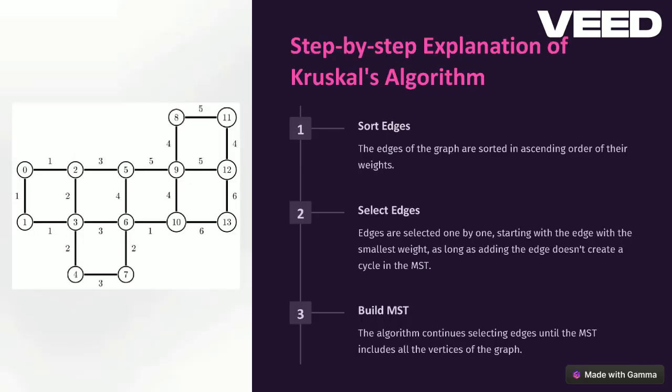Steps for Kruskal's algorithm: sorting edges. The edges of the graph are sorted in ascending order of their weight. Second step is select edges. Edges are selected one by one, starting with the edge with the smallest weight, as long as adding the edge doesn't create a cycle in the minimum spanning tree. Third is build minimum spanning tree. The algorithm continues selecting edges until the minimum spanning tree includes all the vertices of the graph.